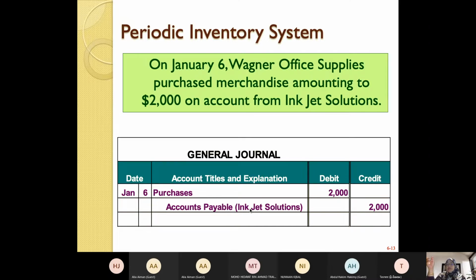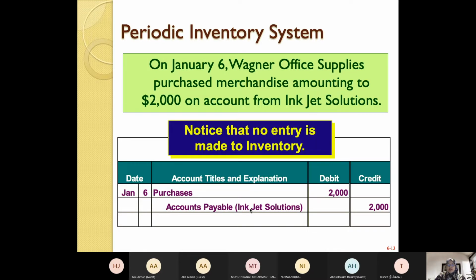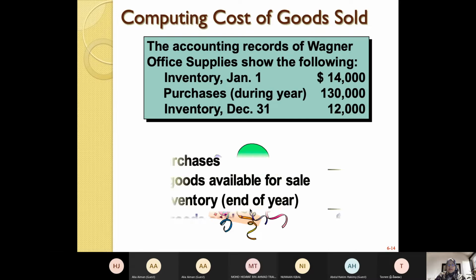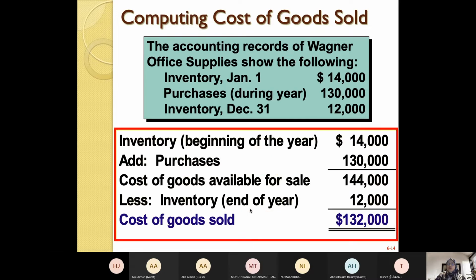Remember just now, under perpetual, when you purchase, you debit your inventory and credit your accounts payable. But under periodic, remember, you do not monitor your inventory. So that's why they put that under purchases. No entry is made to inventory. But when you want to compute your cost of goods sold, the accounting record of Wagner shows the following. Remember, this one is under periodic.